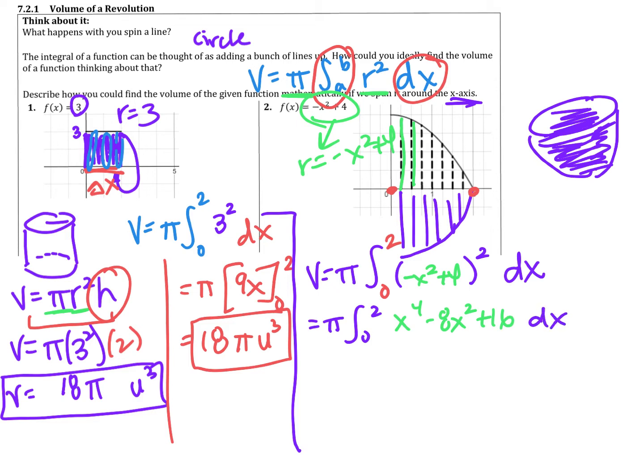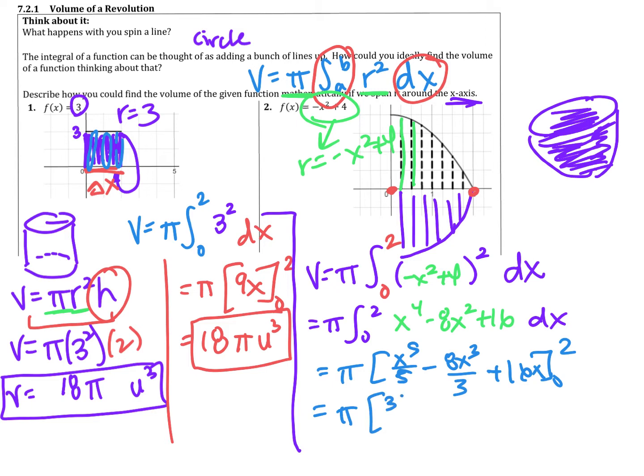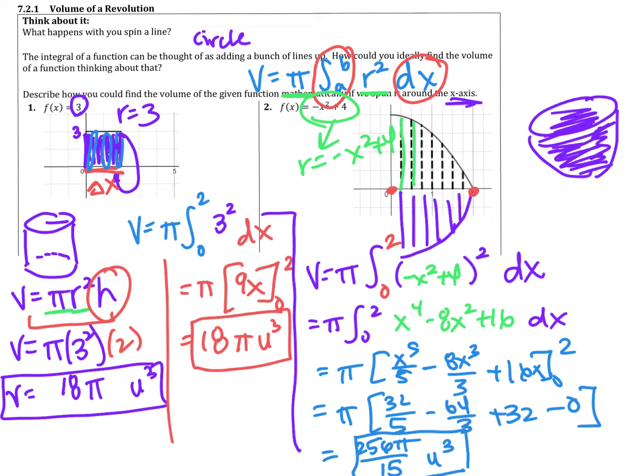And then if I integrate this, I'm going to get pi times x to the 5th over 5 minus 8x to the 3rd over 3 plus 16x, evaluated from 0 to 2. And we're going to plug in those values. So 32 over 5 minus 64 over 3 plus 32. And if I plug in 0, I get 0. To save us time, I'm going to just tell you that if you find a common denominator, which would be 15, and combine your fractions, you're going to end up with 256 pi over 15 units cubed. So really all we're doing is saying pi r squared times h.